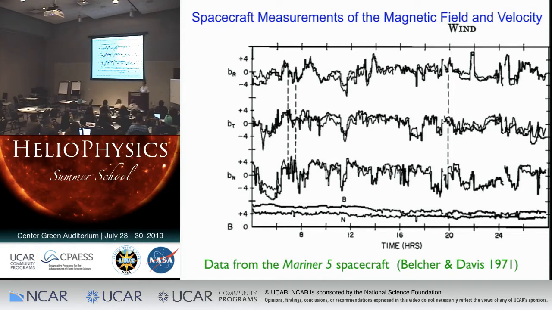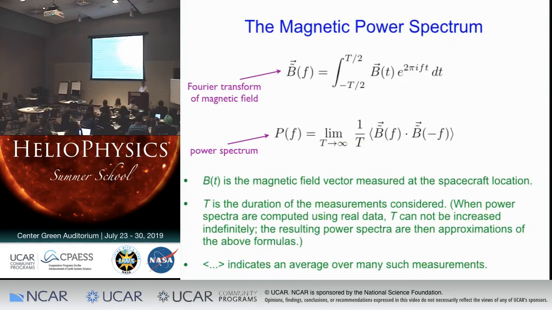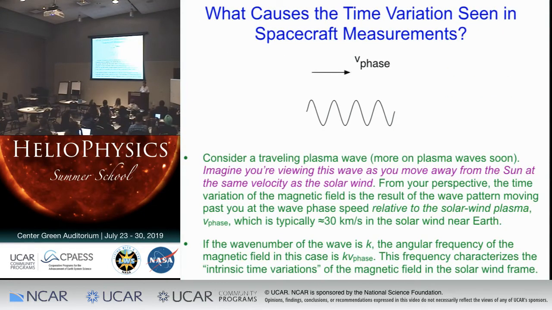In fact, these time variations in the spacecraft frame have almost nothing to do with the time variations that you would experience if you looked at the solar wind from the plasma frame. If you were in a spacecraft that was moving out from the sun at the same speed as the solar wind, that plot of B versus time would look completely different. Let me explain what I mean. So this comes to the following couple ideas.